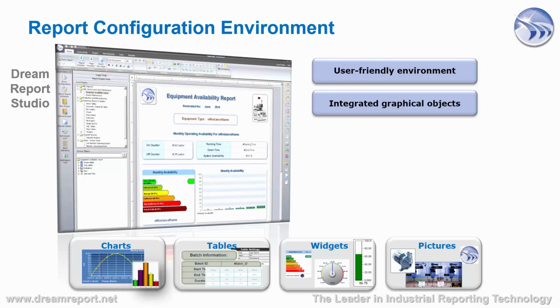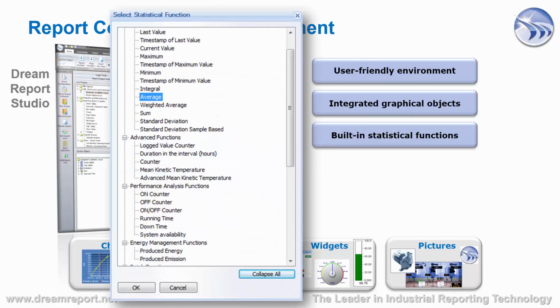Integrated into DreamReport Studio are a rich library of graphical objects for reporting. These objects include multiple chart types, multiple table types, graphical widgets, and images. As important, maybe even more important than all the graphical objects, are the built-in statistical functions. There are over 40 of these functions in which we can take raw data from any data source and then present the data in the context of the report.